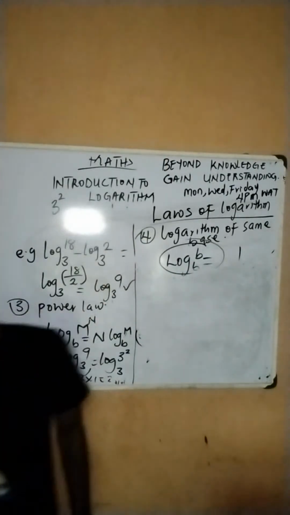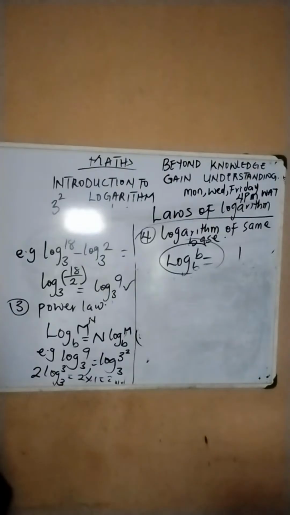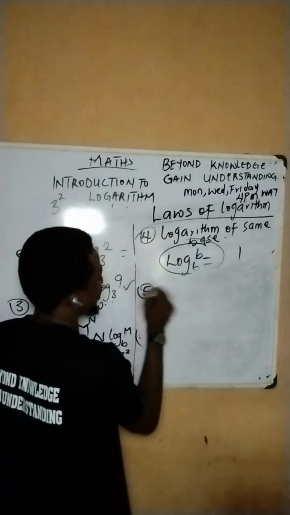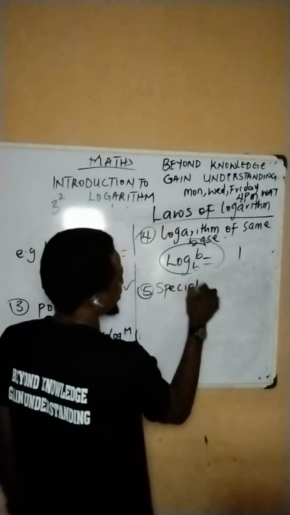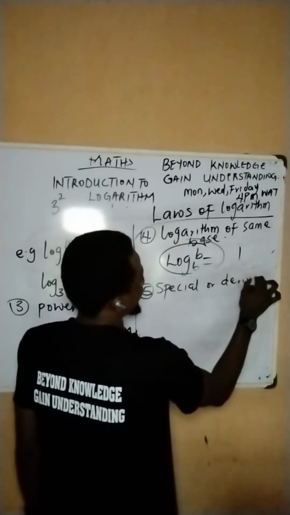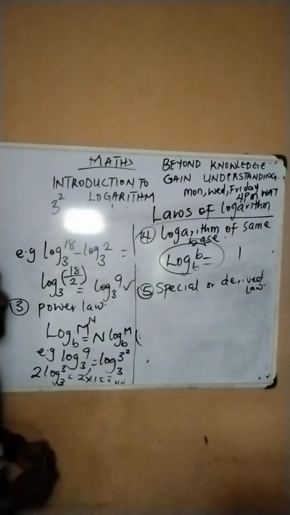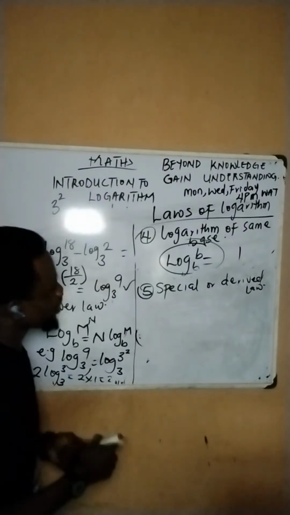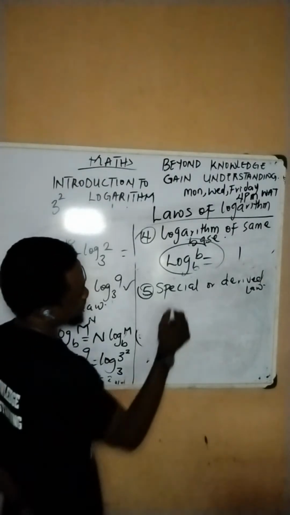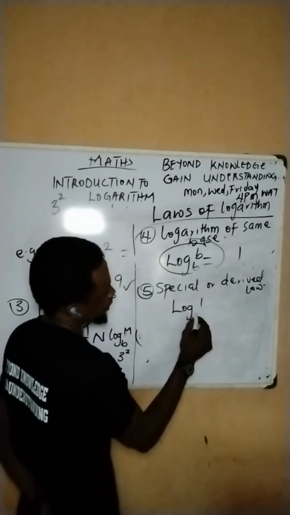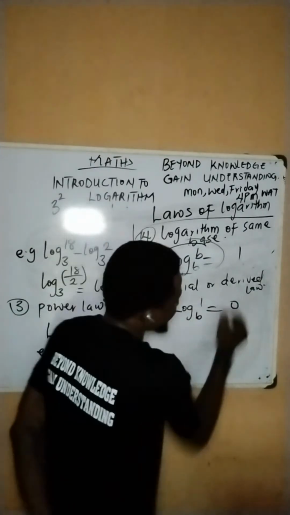We have about 2 more laws or so to wrap up for today. So this is like a special law. The 5th one is a special or derived law. This one is very interesting, trust me, very, very interesting. So what does this special law talk about? Well, the special law tells us that if I have log 1 and then base b, it is equal to 0.